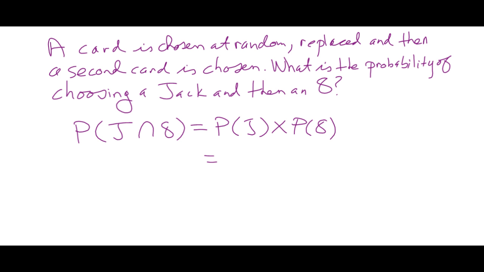What's the probability of getting a jack? 4 out of 52. What's the probability of getting an 8? Remember, we put the card back, so there are still 4 jacks in the deck. Not that it matters, but there are 4 jacks in the deck, and there are 52 cards in the deck when you go to draw the second card. So 4 out of 52 times 4 out of 52 is 1 out of 169. So what's the probability of getting an 8 and then a jack?